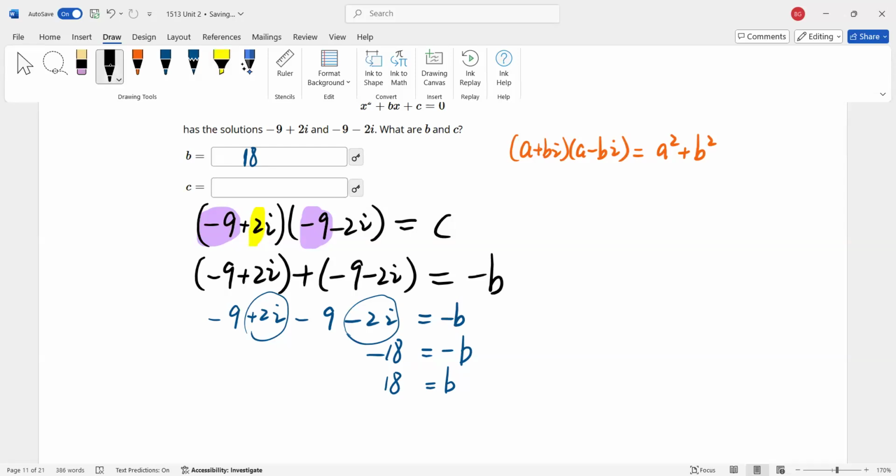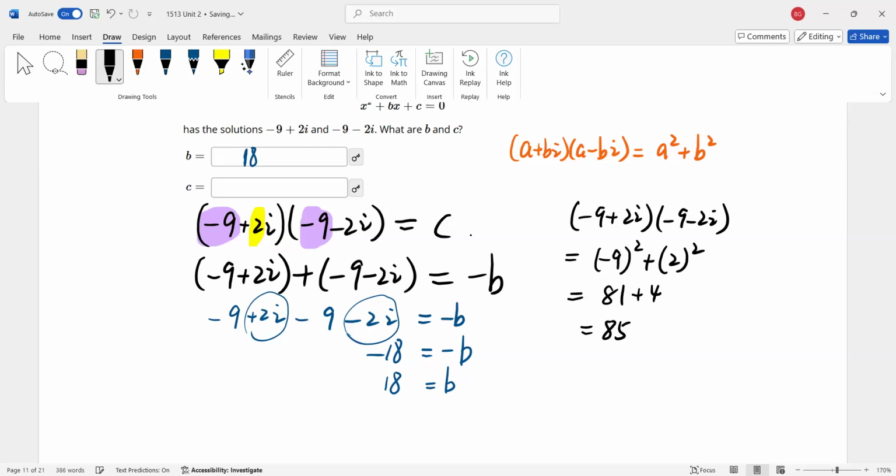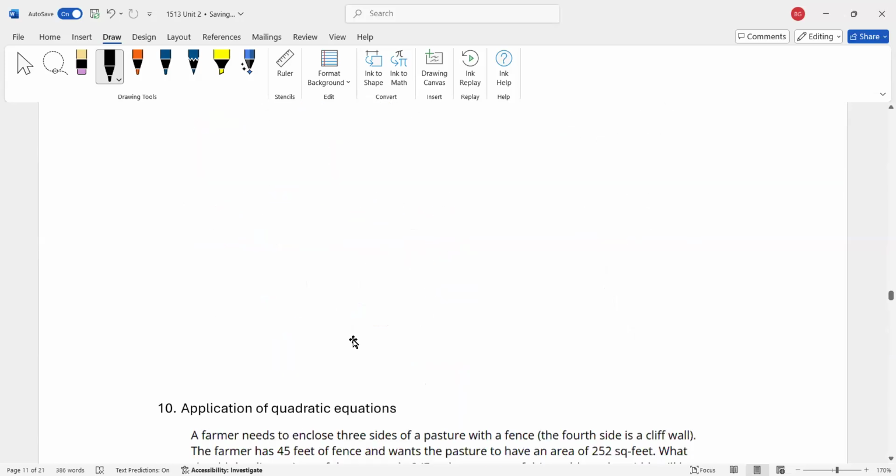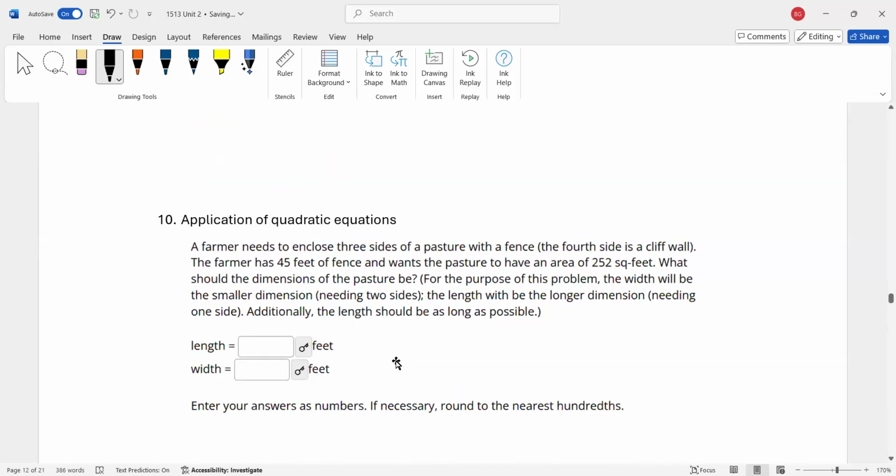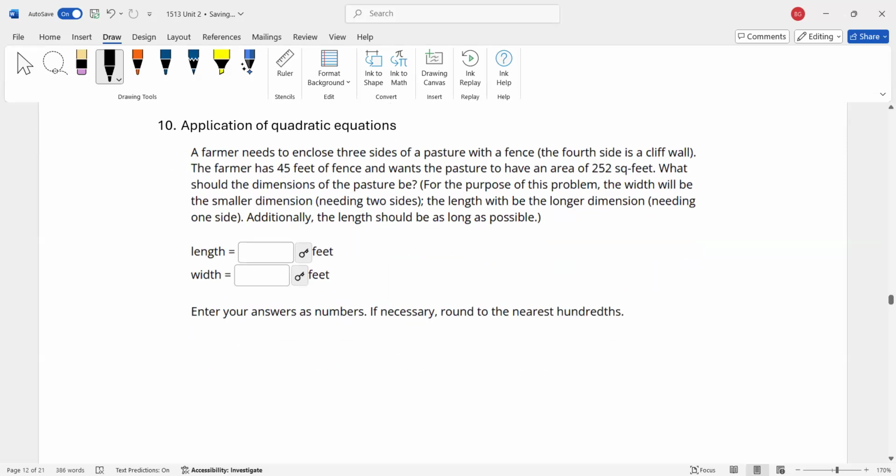So multiply them together, negative 9 plus 2i, negative 9 minus 2i. By using the formula, we should have the real part, negative 9 to the power of 2, plus the imaginary part to the power of 2. Square of negative 9, 81. 2 square, 4, 85. And that's C. And that's it. Regarding application of a quadratic equation, we would have to wait for the next class.